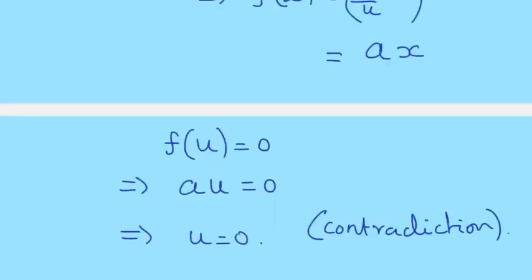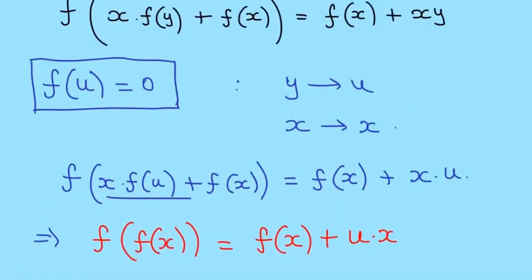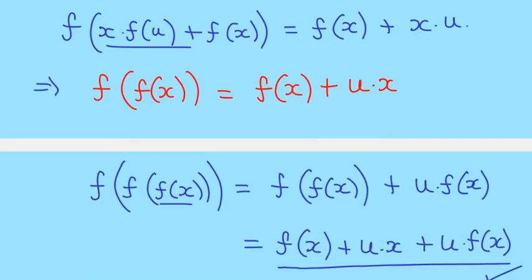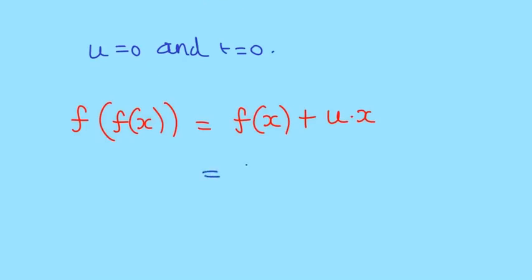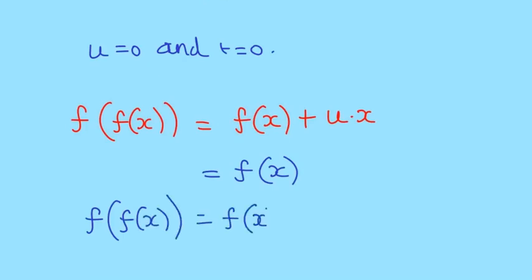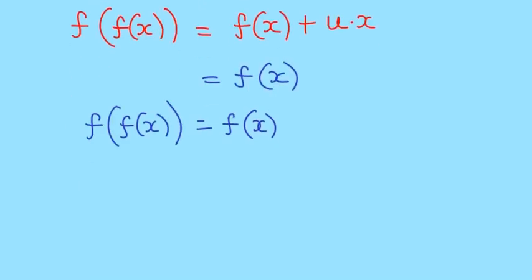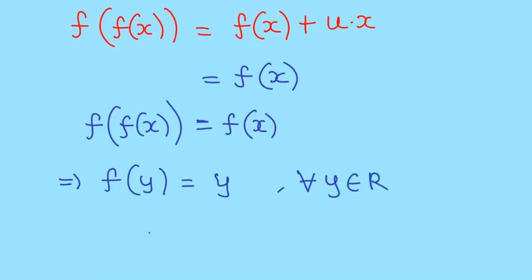Now remember, we have this. What is this? Here f of x is equal to f of x plus ux. Alright, since u is equal to 0, this is simply f of x. Therefore f of x is equal to f of x. Since f of x is surjective, this means f of y is equal to y for all real numbers y. Therefore our function is f of x is equal to x for all x.